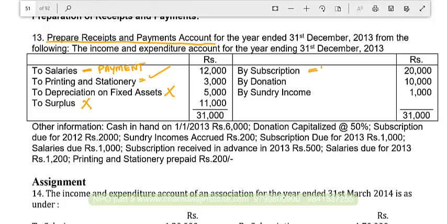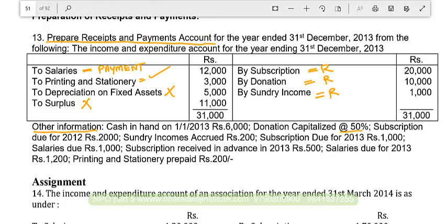Subscription will come as what? Receipt. Donation will come as receipt. Sundry income will come as receipt. But whatever is received, you have to take it. Look at the other information. Opening balance of cash in hand is given.